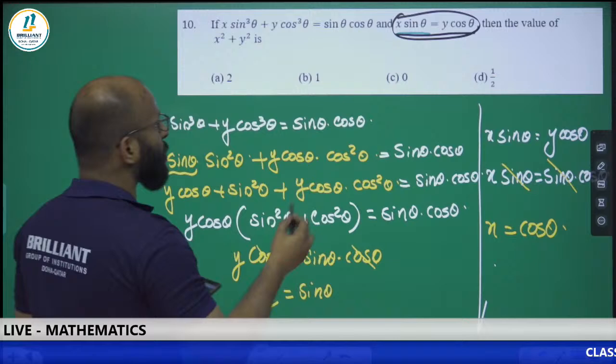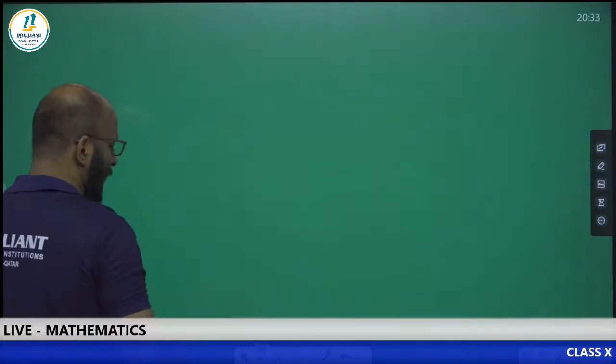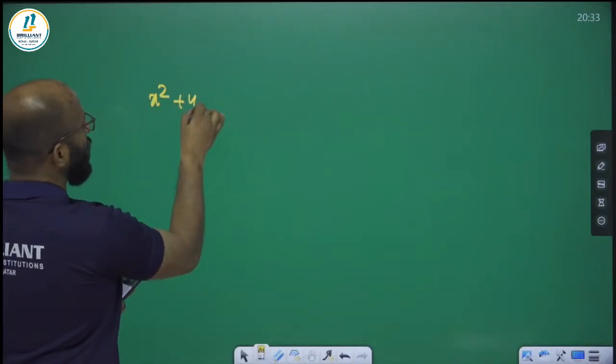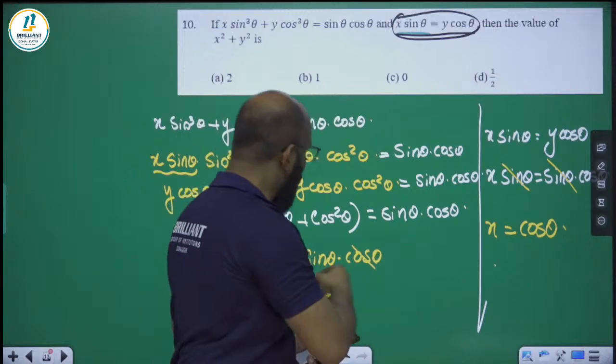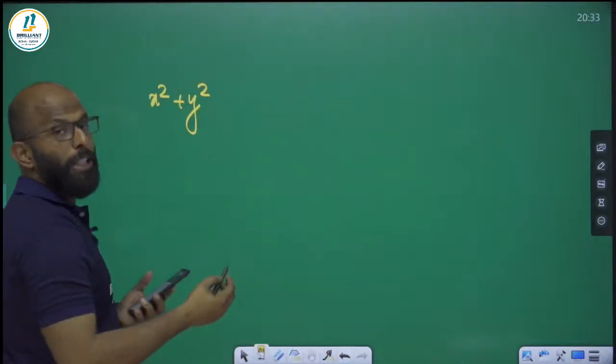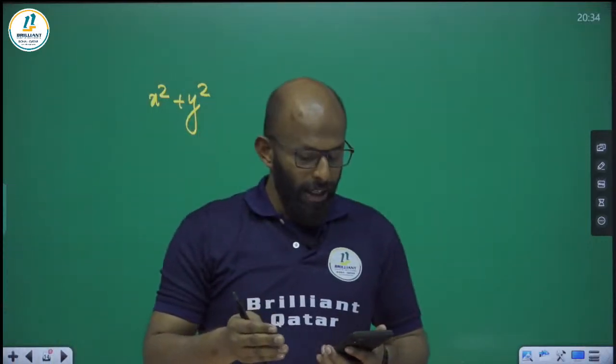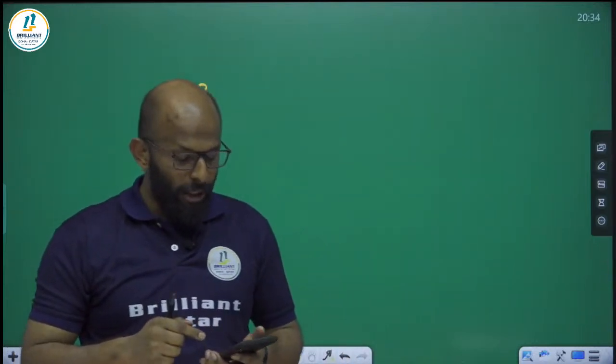So what is the required expression? Yes, x square plus y square. We need to find the value of x square plus y square, right? So we know that x is cos theta and y is sin theta. So we can substitute that value, right? X square plus y square. Yes, answer is coming. Cos square plus sin square is 1.